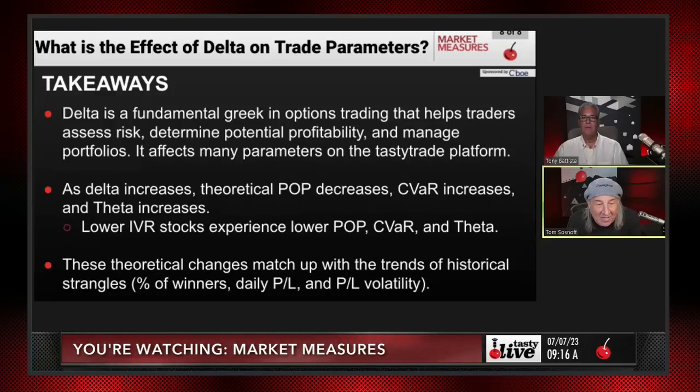The lower IVR stocks, like the SPY and Microsoft, whatever else it was, they experience lower pop, lower CVAR, and lower theta. And then these theoretical changes, and here's the key, match up with the trends of historical strangles. So the percent of winners, daily P&L, and P&L volatility. So theoretical matched up with historical, when we just selected random underlyings, that is a really good thing.